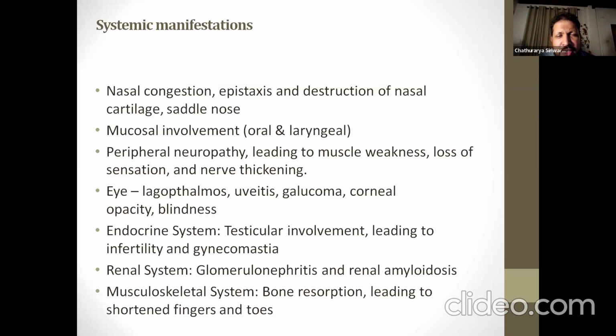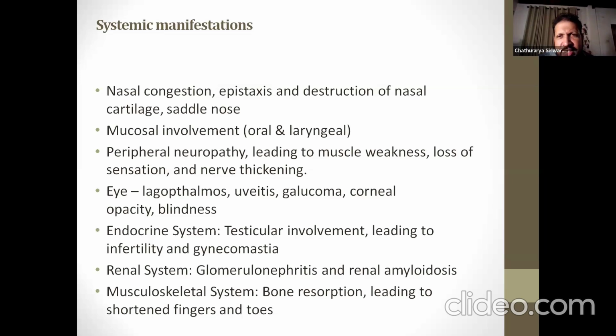And eye involvement, they can have glaucoma, lagophthalmos, uveitis, corneal opacities, keratitis, exposure keratitis, blindness, so many things. Testicular atrophy, infertility, and as a result gynecomastia, glomerulonephritis, amyloidosis due to the circulating antibodies and antigen-antibody complexes, bone resorption, and shortened fingers and toes. So we'll see pictures as we go along.